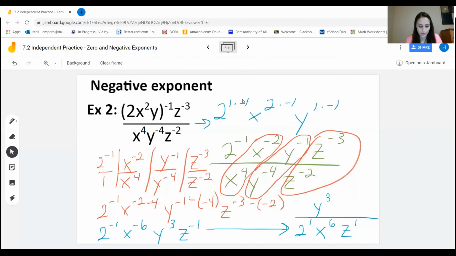So those are the two ways to solve negative exponent problems. You can either flip before and carry out your subtraction and then flip again if you have to, or you can carry out your subtraction from the beginning, being very conscious of subtracting negatives, and then flip at the end.